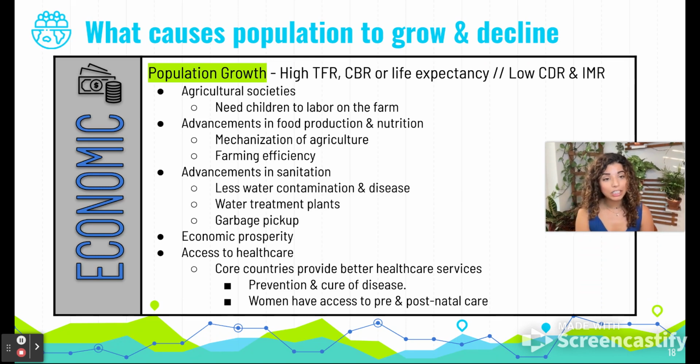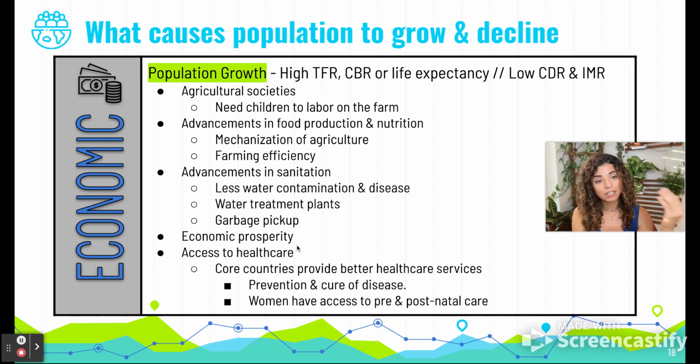Advancements in sanitation is also another big factor for population growth. Less water contamination, less disease. We talked about cholera and cholera outbreaks in the last unit. So way fewer instances of that happening. Water treatment plants make clean and safe drinking water far more available. And then garbage pickup and other sanitation services make a huge difference and let people stay healthy, right? If our environment is clean, it's a lot easier to stay healthy.